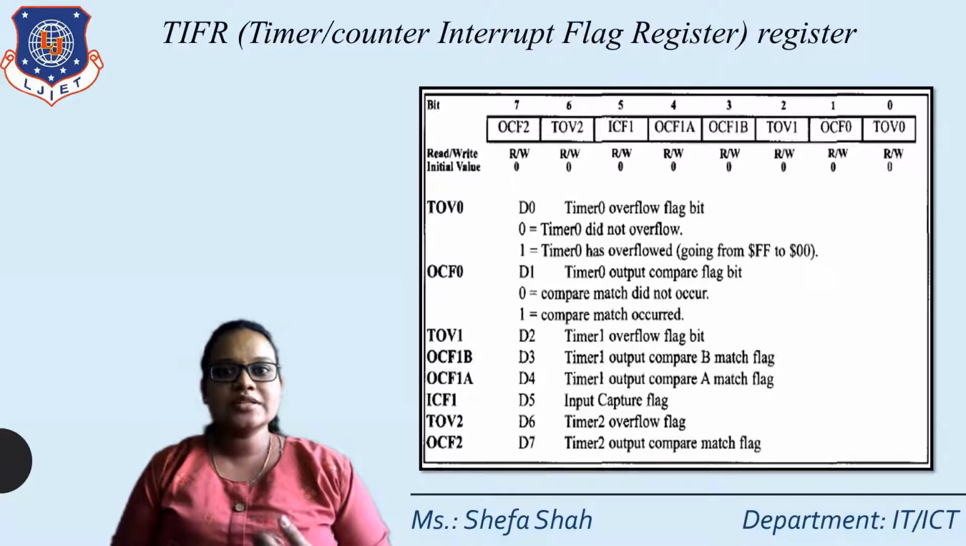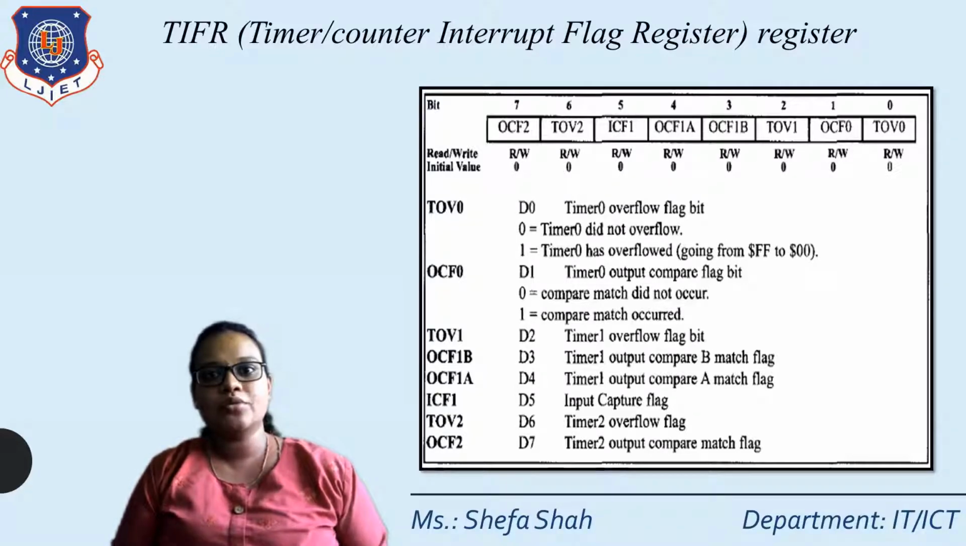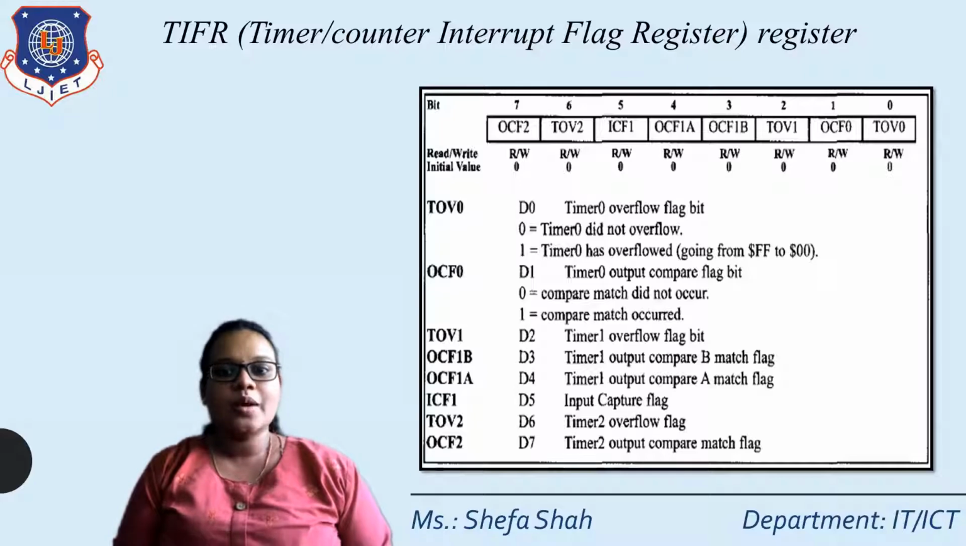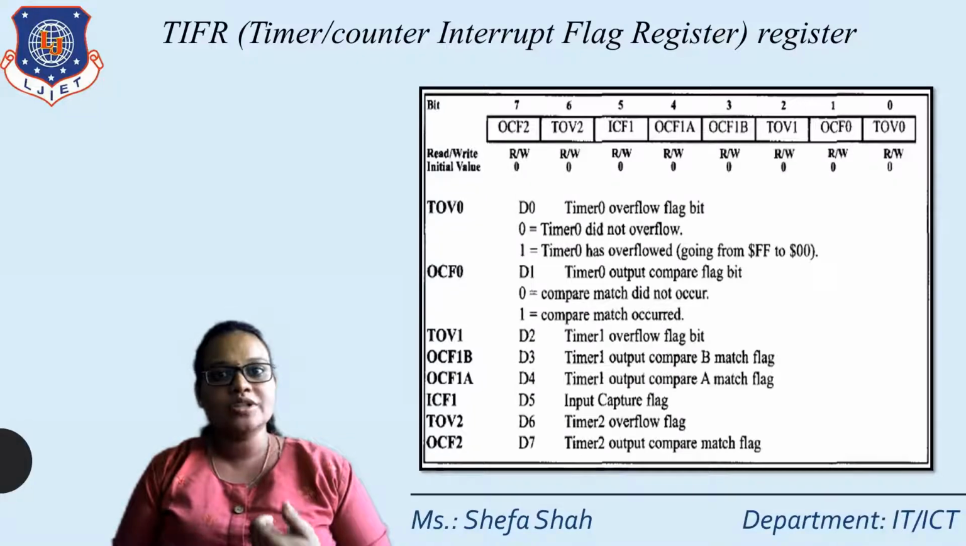Now, as you can see in this figure, TIFR is also an 8-bit register. Each bit has an overflow flag for a particular timer. Bit 0 and bit 1 stand for the timer 0 flags. If it is working in the normal mode, then we are monitoring the TOV0 flag, that is the bit 0 flag. And if it is working in CTC mode, then we are monitoring the OCF0 flag.